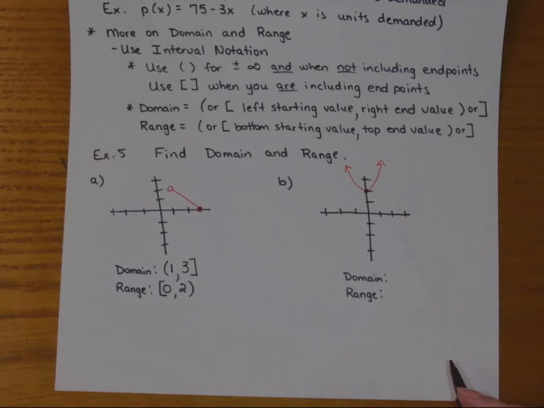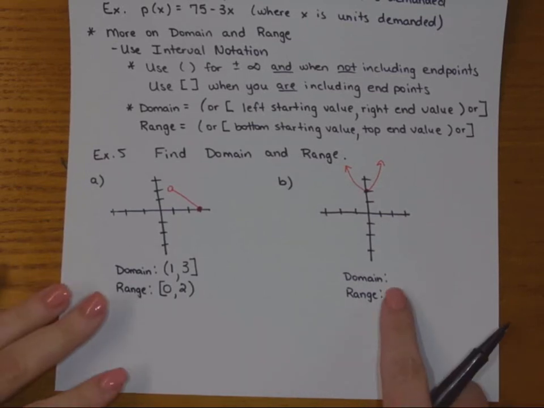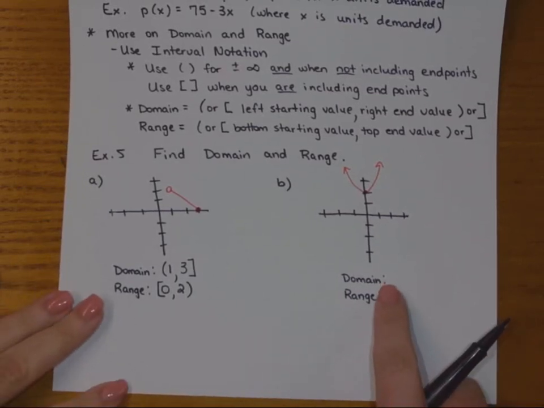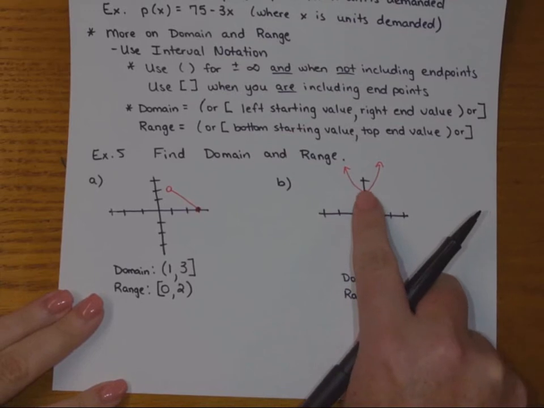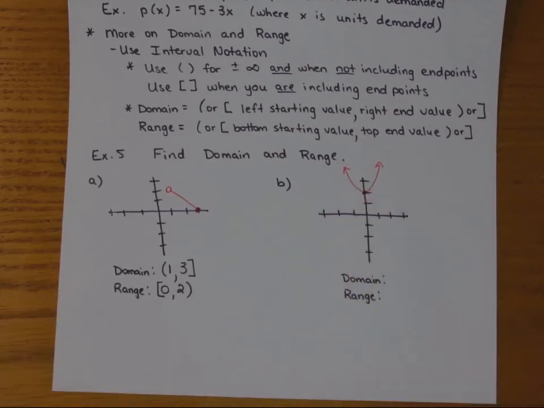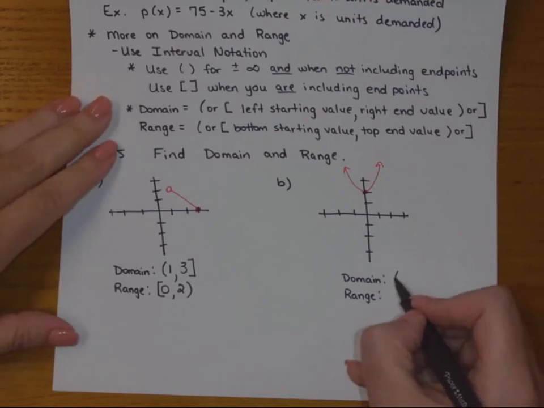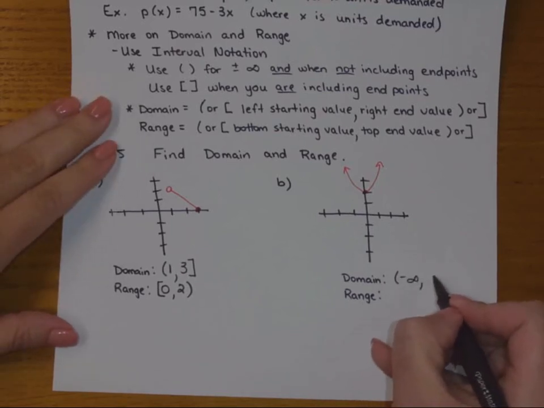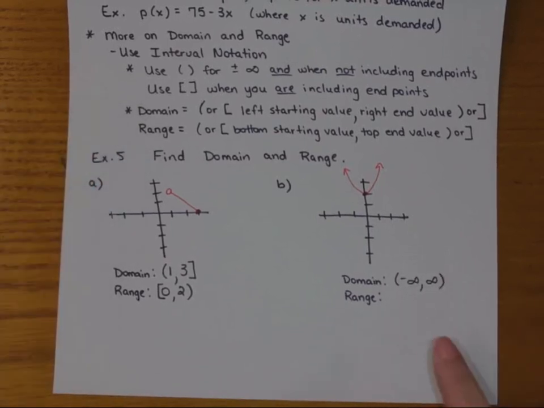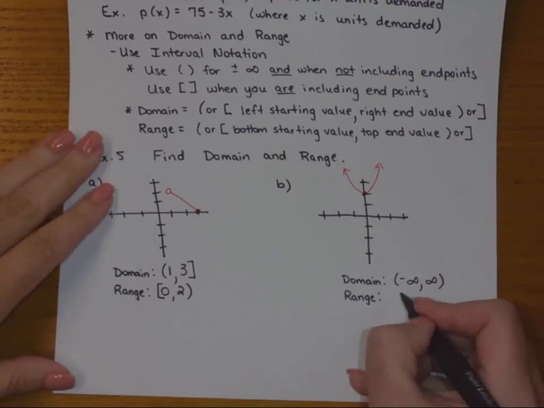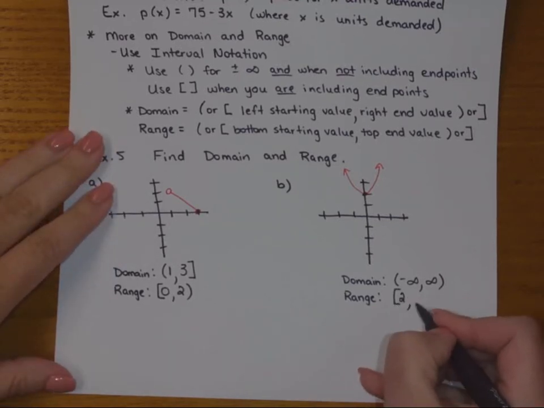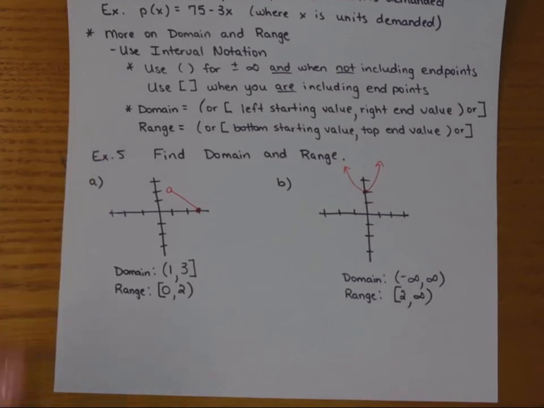Okay, so for the domain, notice I want left to right, but if you think about it, if this graph keeps continuing, it's going to go on forever to the left and forever to the right. So how we say forever in math is we use the term infinity. Okay, we always use parentheses with infinity, never a bracket. Okay, but then range, if we go bottom to top, our lowest y value is 2. We're going to include that, and then we go up to infinity.